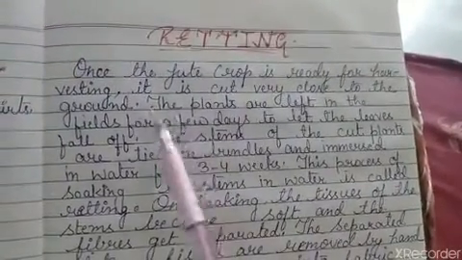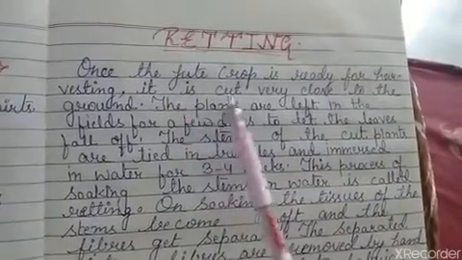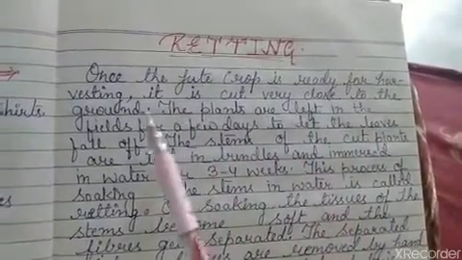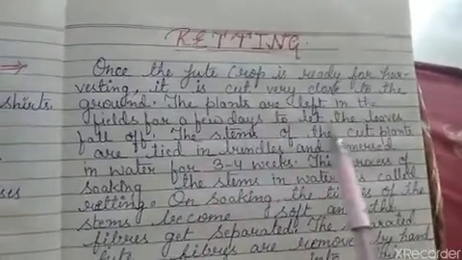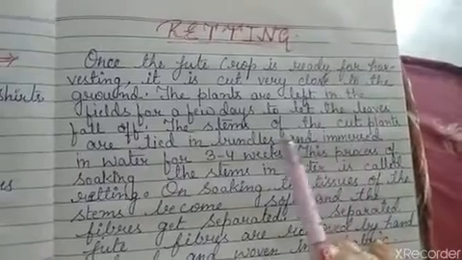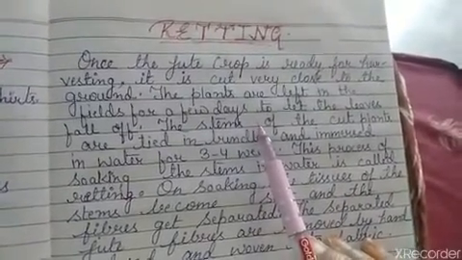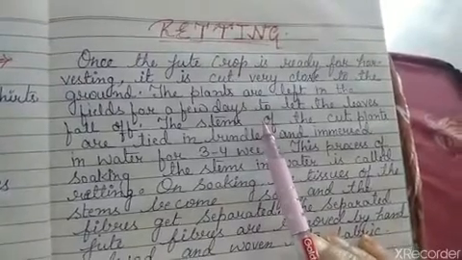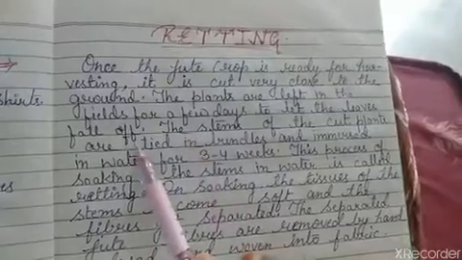Now how is the jute obtained from the plant? Retting. Once the jute crop is ready for harvesting, it is cut very close to the ground. The plants are left in the fields for a few days to let the leaves fall off. Means after 5 or 6 months, when the jute plants are ready to cut, they are cut close to the ground and just left there until their leaves fall off.